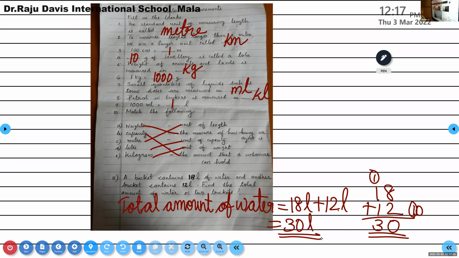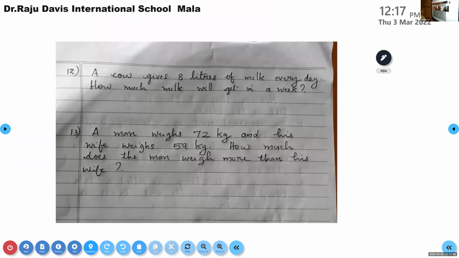Now there are two more questions we need to discuss. 12th question. Please read the 12th question. A cow gives 8 liters of milk every day. How much milk will we get in a week? So here you can cut this 8. Instead of 8, you can write 6, because we did not study the multiplication table of 8. So here we need to do the multiplication. A cow gives 6 liters of milk every day. How much milk will we get in a week?